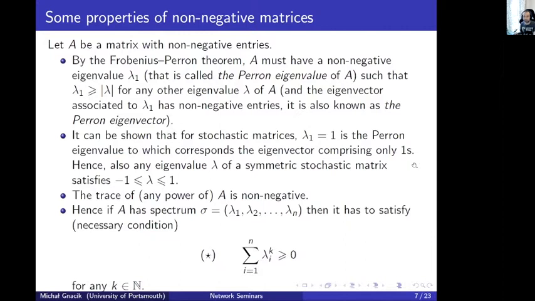Of course, if you wanted to make it a unit vector, then you would just divide it by 1 over the square root of n. Take into account that A is an n times n matrix.